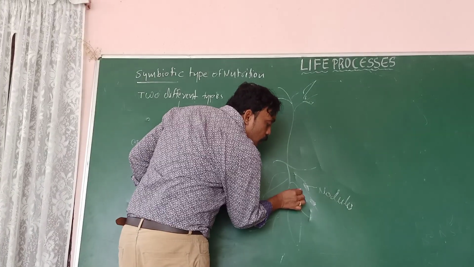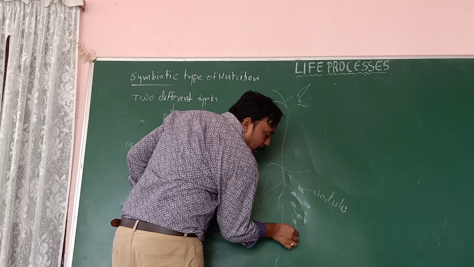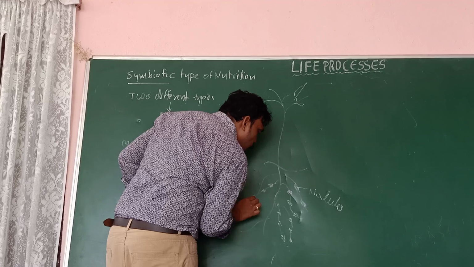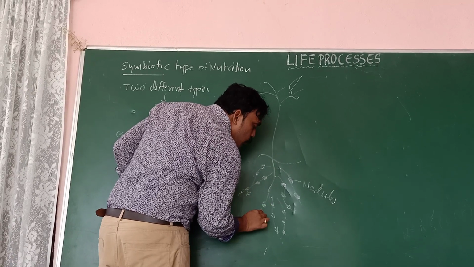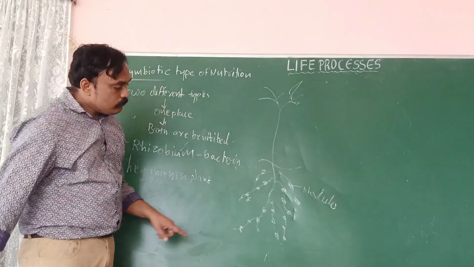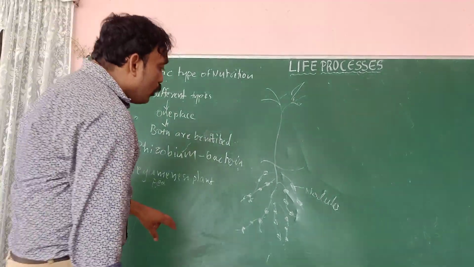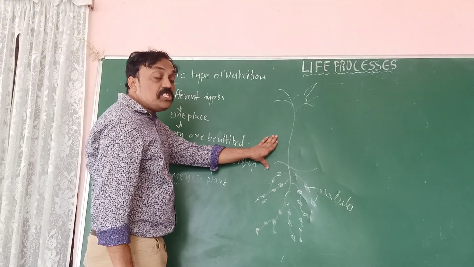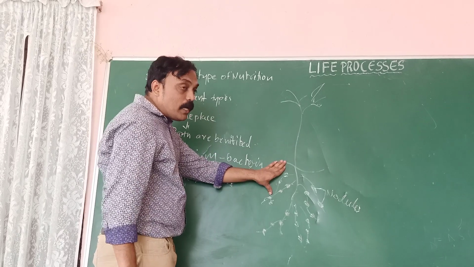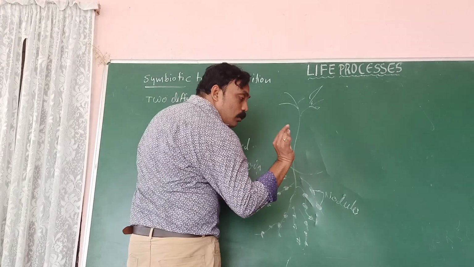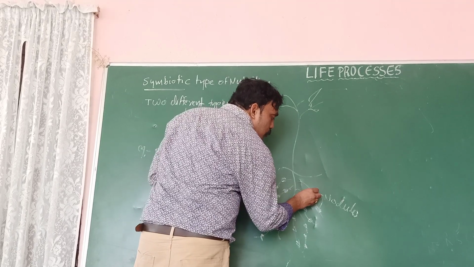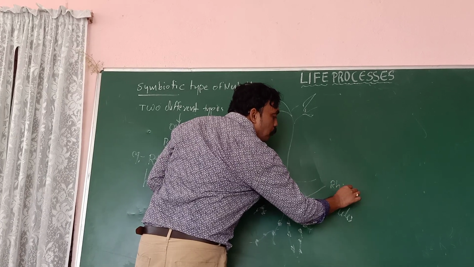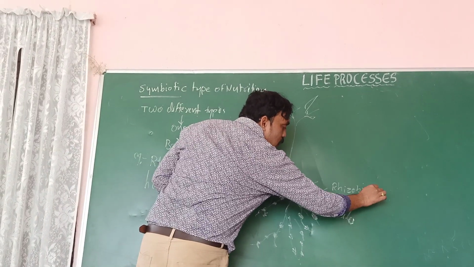What are root nodules? The roots are bulged, with bud-like structures. Some parts of the root look like buds; these are what we call root nodules. This is a Leguminaceae family plant, in which the roots have large root nodules. In the root nodules, one bacterium is living. The bacteria name is Rhizobium.